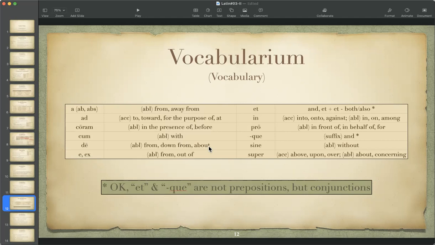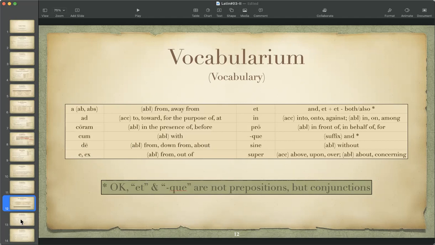It sounds like de goes more with "it's about" than super does. I would agree with that. I'm trying to think of some example where super has a certain connotation, but it's escaping me at the moment. I'll try and look that up. But usually about, in the sense that we use it, you usually see de.